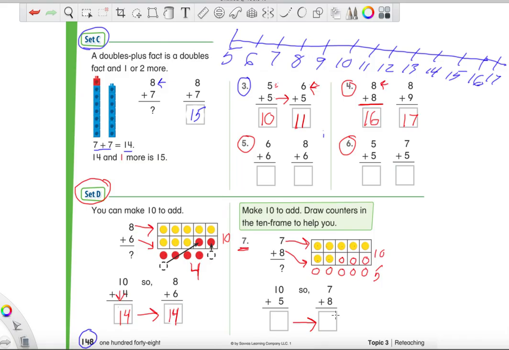Okay, if you're still working on number 7, feel free to pause the video as always. Okay, but we're going to move on to the next page. We're going to go to page 149.